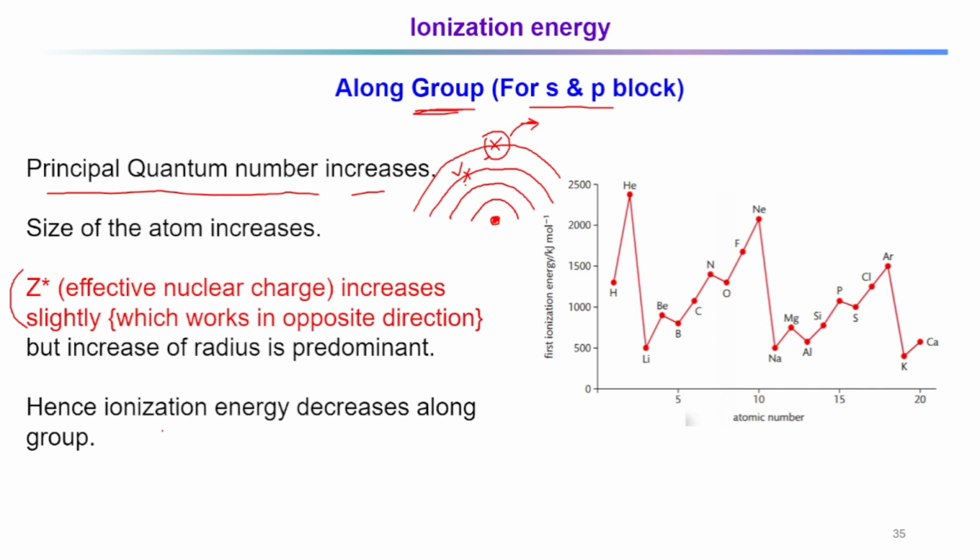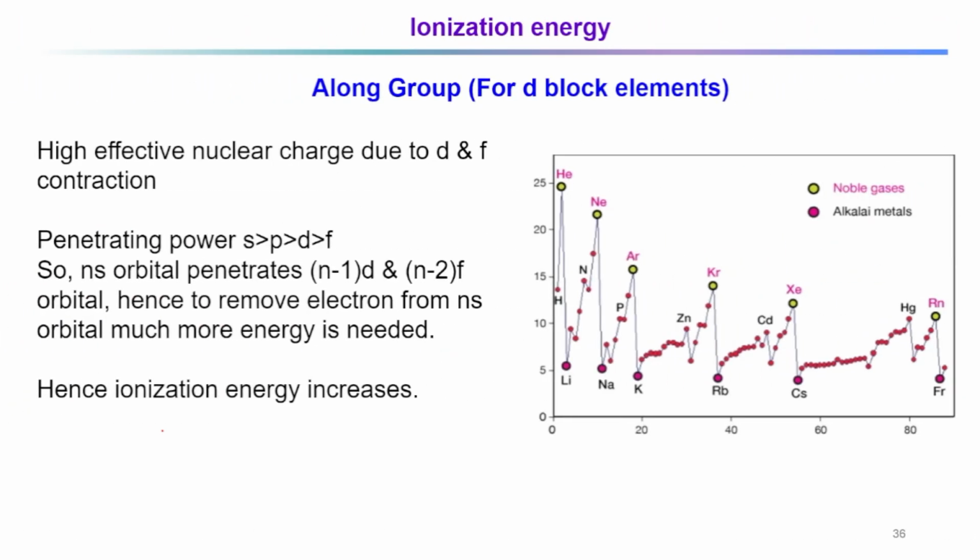So hence, as we go from top to down of a group, the ionization energy decreases. So that was the case in case of S and P block elements. Now let's see in case of D block elements.